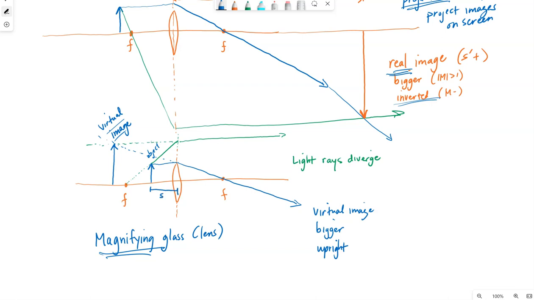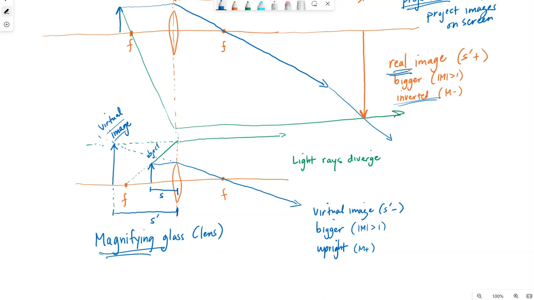So S is the distance from the object to the lens. S prime is the distance from the image to the lens. S prime mathematically would end up being negative, meaning virtual. With a lens, virtual images are located on the same side of the lens as the object. Bigger means the absolute value of the magnification would be greater than 1. Upright means we would come up with a positive value for the magnification.